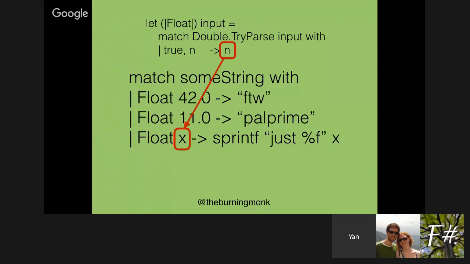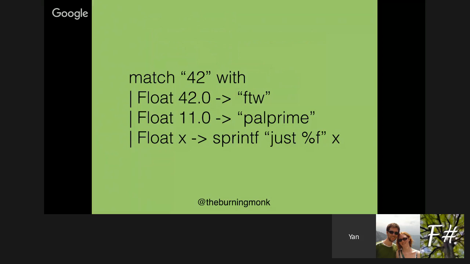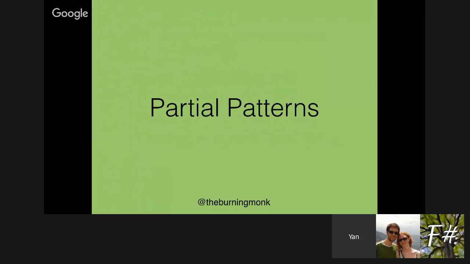Otherwise, I can also just bind it to another local variable, which I can use on the other side of my pattern matching. But the problem with this single case pattern is that where you're given something that can't be pattern matched at all, it will just error in this case. And sometimes you do want to be able to handle partial matches, so that's where partial patterns come in.